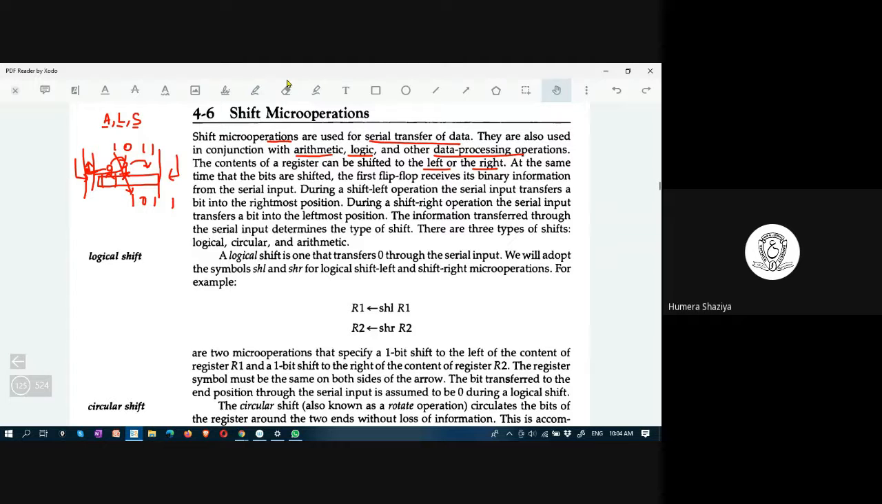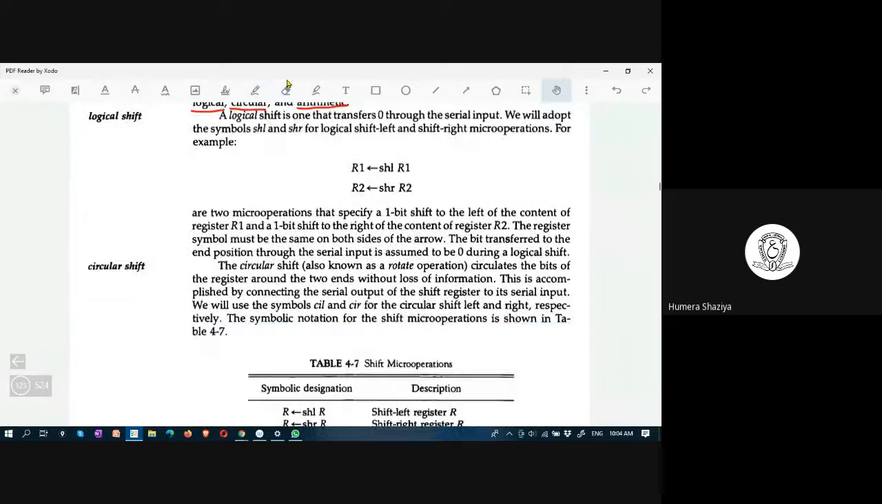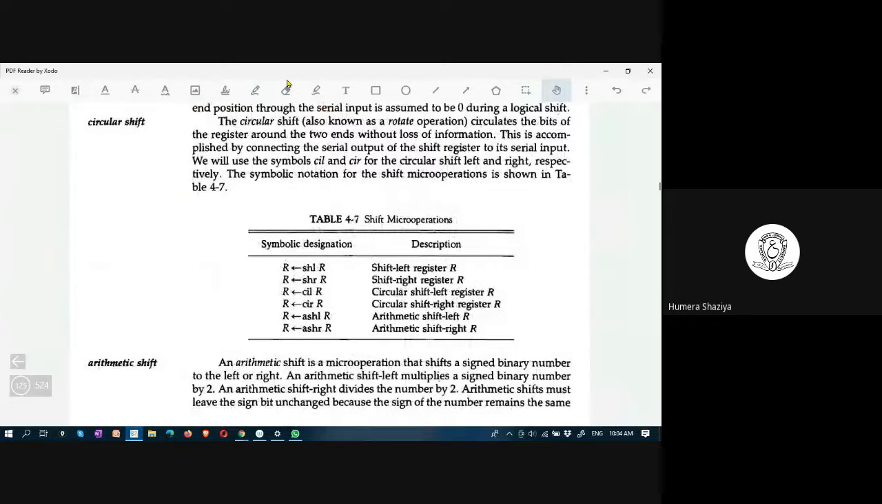And here there are three types of shifts: logical shift, circular shift, arithmetic shift. How do you denote them? You denote them with SHL for shift left on the contents of register R. SHL is shift left, SHR is shift right. These two belong to logical shift.